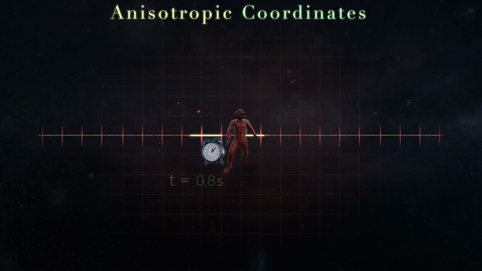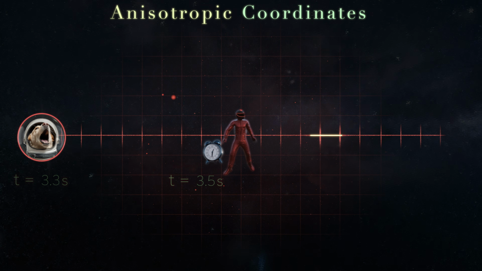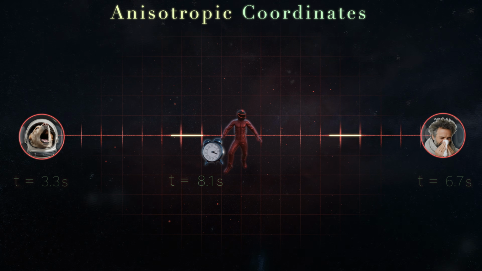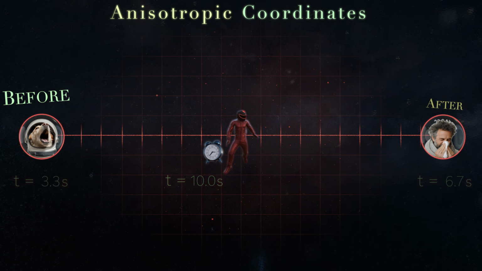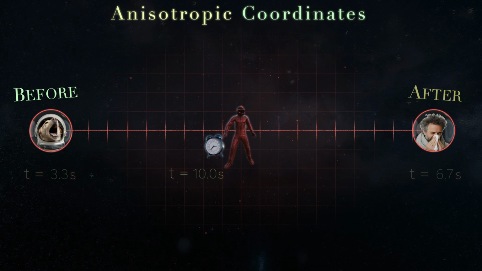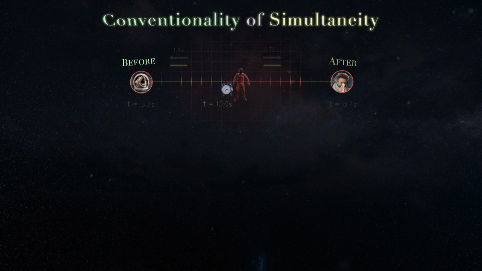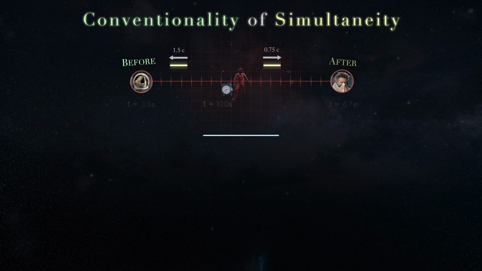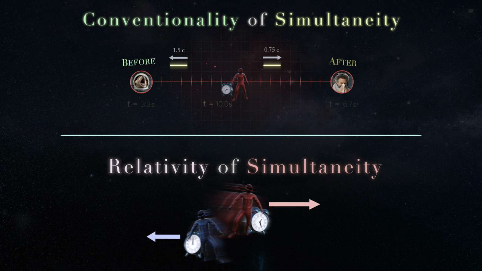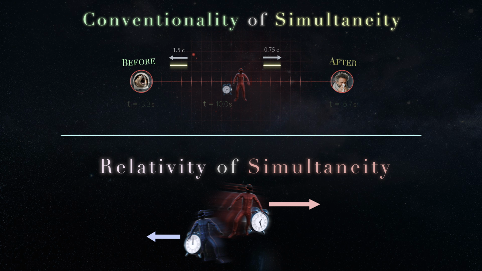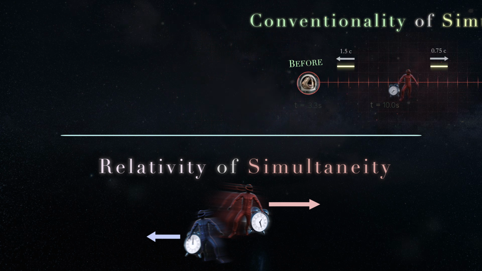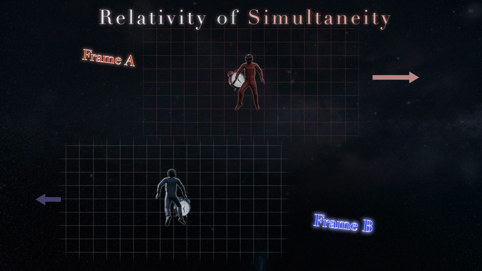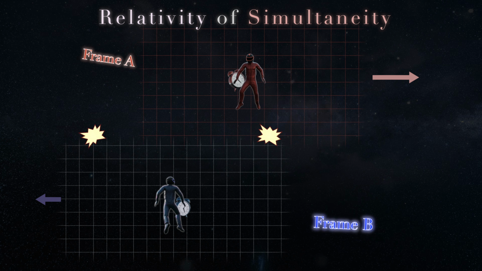Ergo, by altering your notion of light behavior in your frame, you also alter your notion of whether any two given world events are simultaneous or not. This is called the conventionality of simultaneity. Not to be confused with the closely related concept known as the relativity of simultaneity. That concept refers to whether two observers in different frames of reference will agree on whether any two given world events are simultaneous or not.